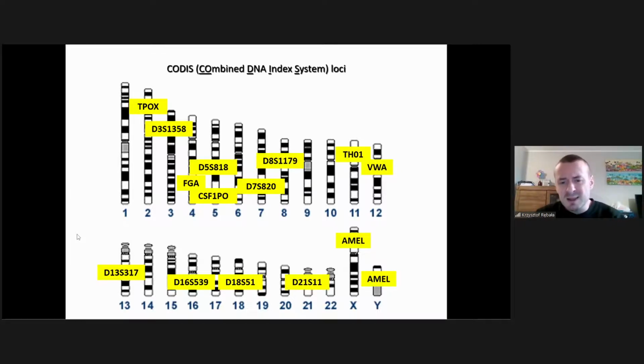Okay, and S11. After the S letter, we can see a sequential number which is given to the markers so that they have different names. So it's only a sequential number so that markers have different names.